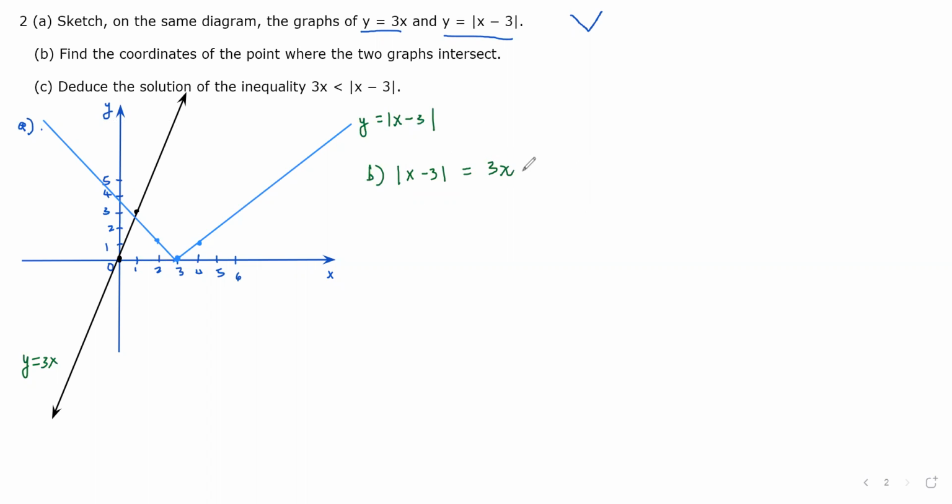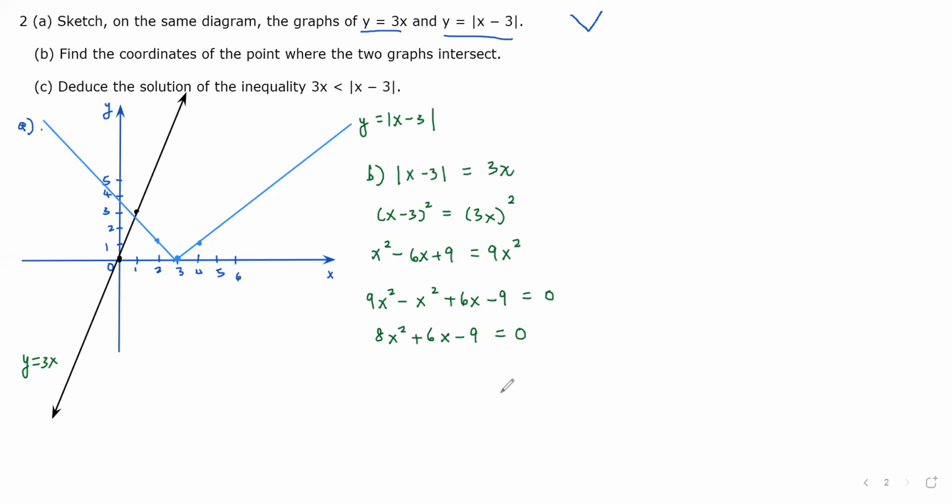In order to solve this easily, we can square both sides so that the square of x minus 3 equals the square of 3x. That will get rid of the modulus. And expanding the left side, we have x squared minus 6x plus 9. On the right side, we have 9x squared. Moving everything over to the right side and flipping, we have 9x squared minus x squared plus 6x minus 9 equals 0. That is 8x squared plus 6x minus 9 equals 0.